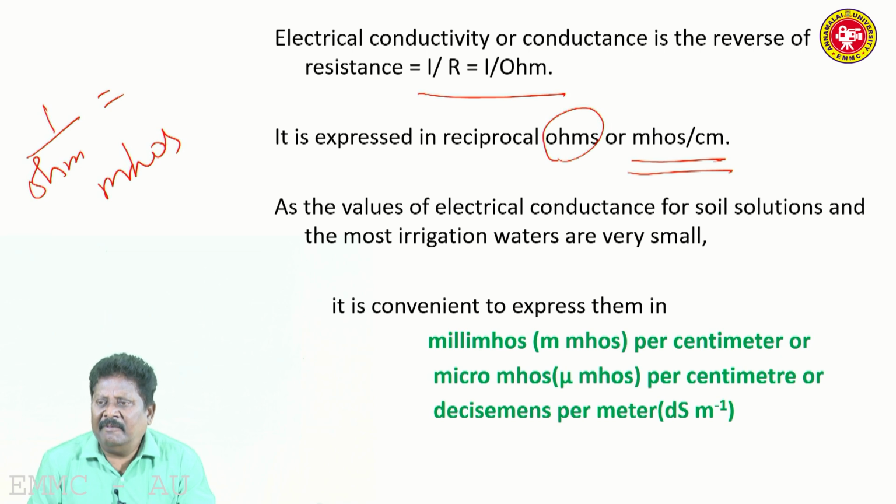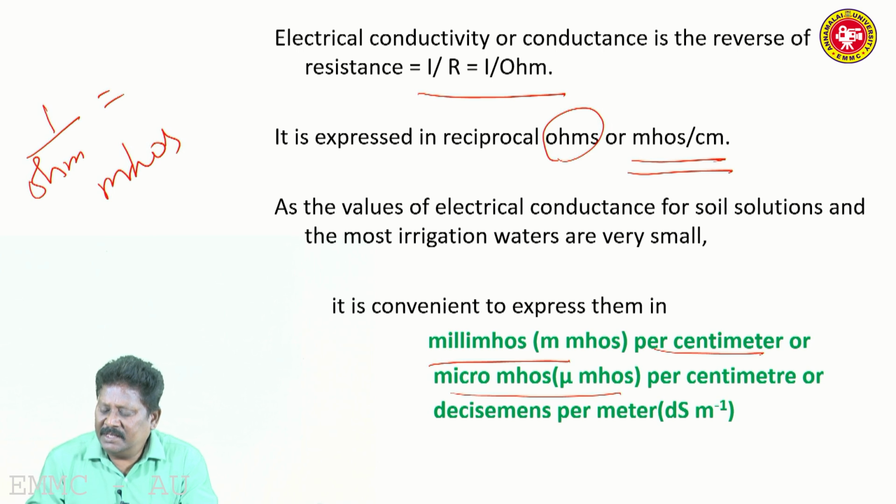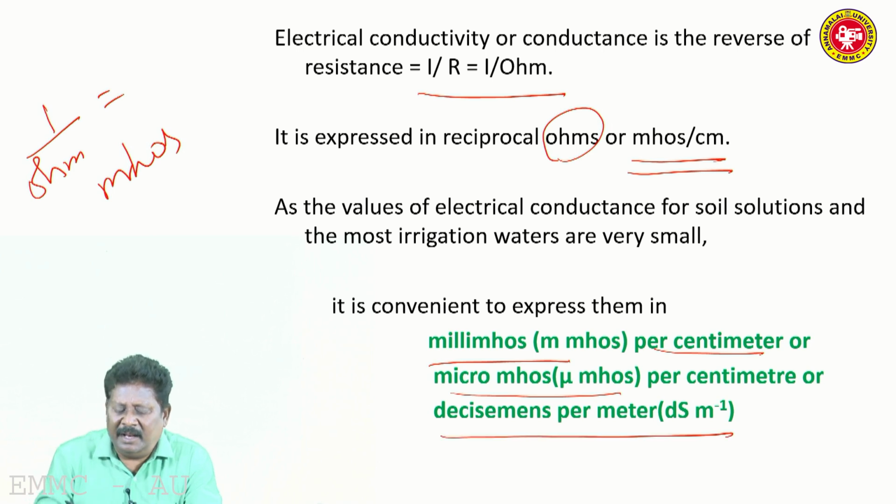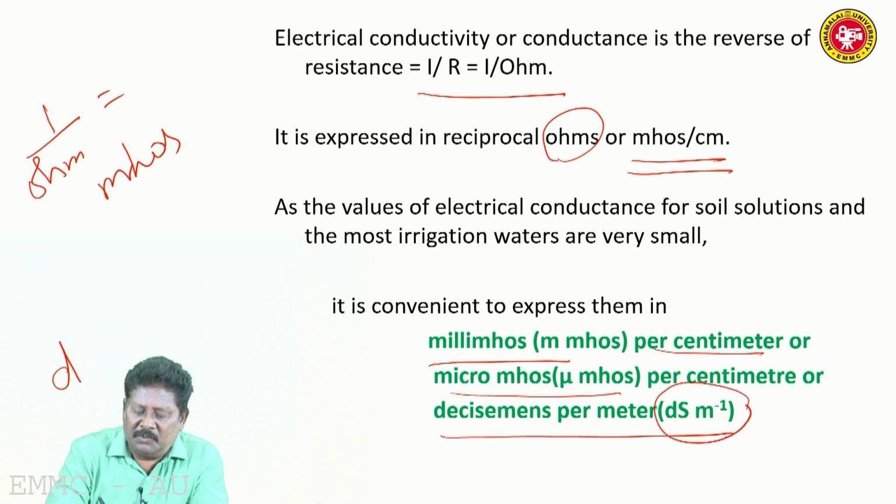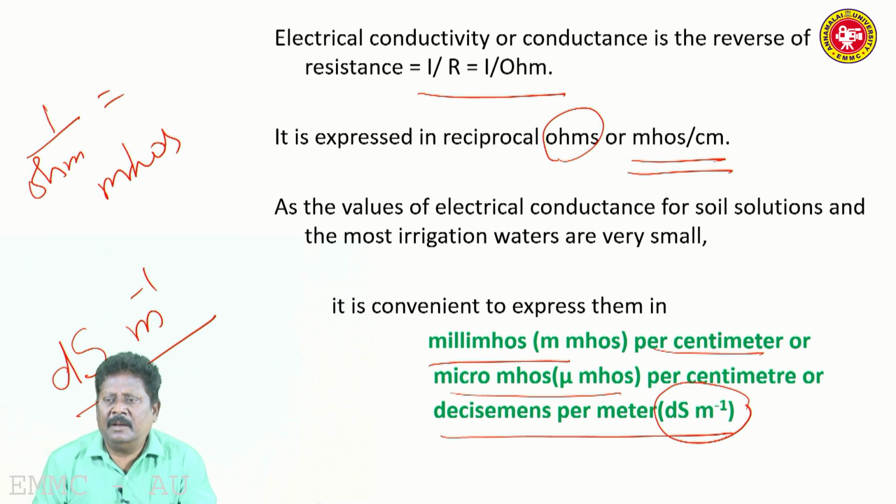The electrical conductivity values are low in most soil solutions and irrigation water. It is usually expressed in terms of millimhos per centimeter or micromhos per centimeter. Now, it is being replaced by decisiemens per meter. When you write, we have to be very careful: small d, capital S, a space, m power minus 1, decisiemens per meter. The unit of expression of conductivity is decisiemens per meter.